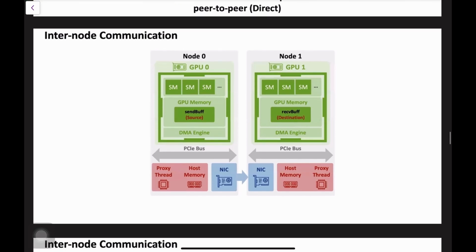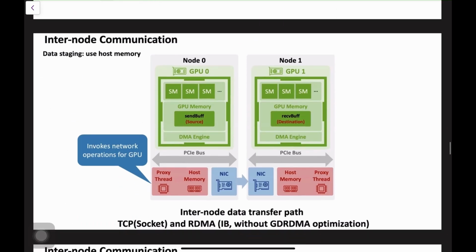Now let's look at inter-node communication. Here GPU 0 is inside node 0 and GPU 1 is inside node 1. GPU 0 wants to send data to GPU 1. So let's see how we can achieve that.